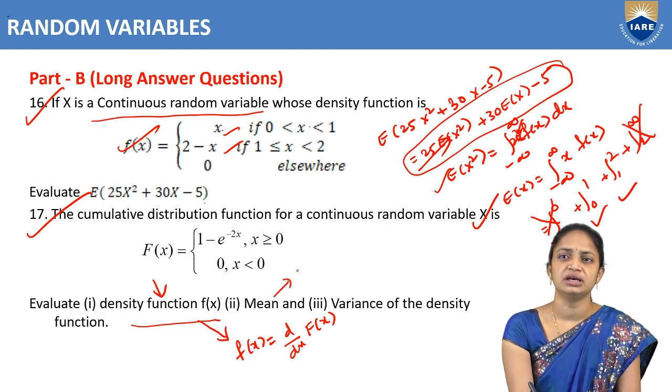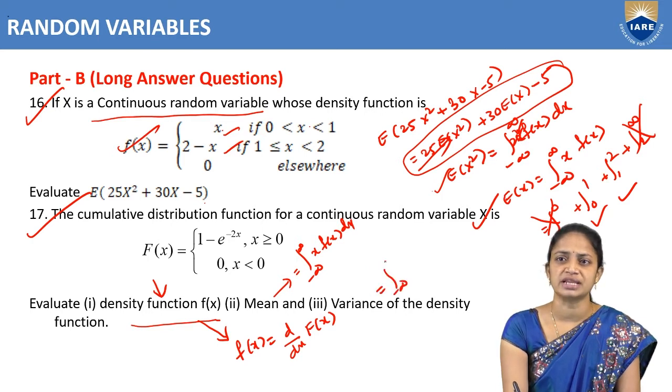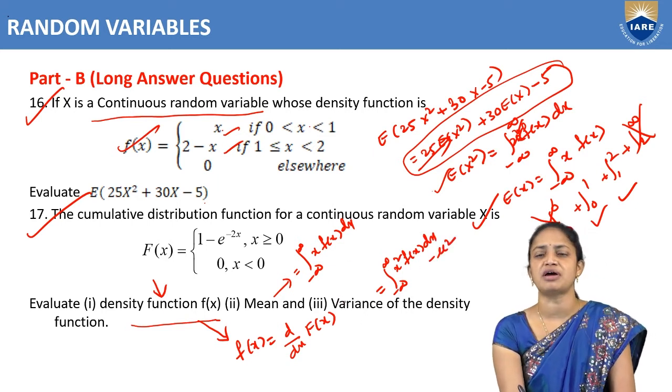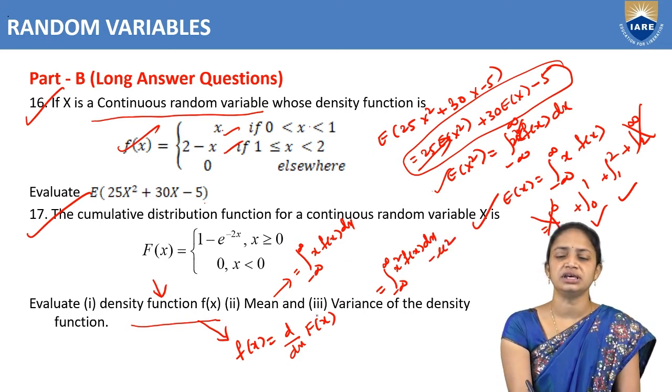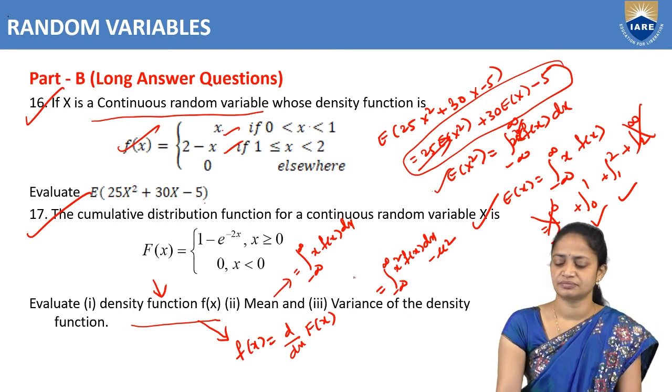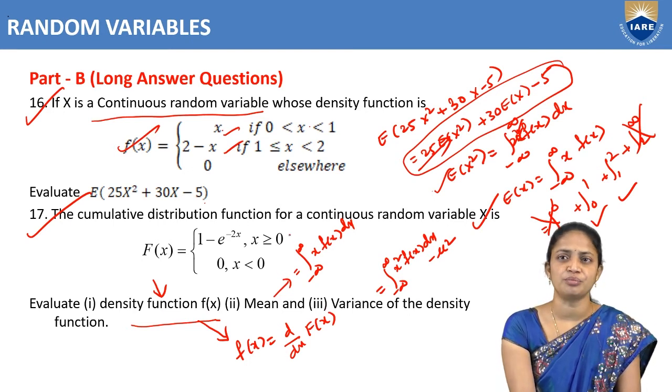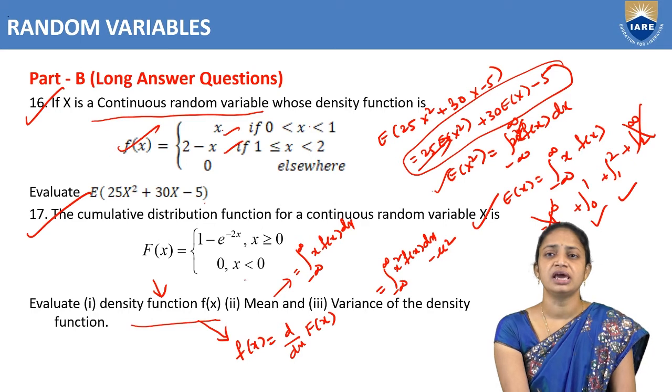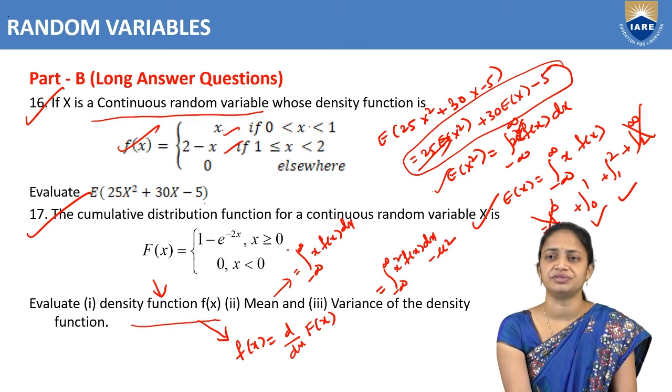What is the mean? In the continuous case, the mean is the integration over minus infinity to infinity of x into f of x dx. And the variance is the integration over minus infinity to infinity of x square f of x dx minus mu square. By using these three formulas, we can answer these questions. Here x greater than 0 means 0 to infinity, and x less than 0 means minus infinity to 0.